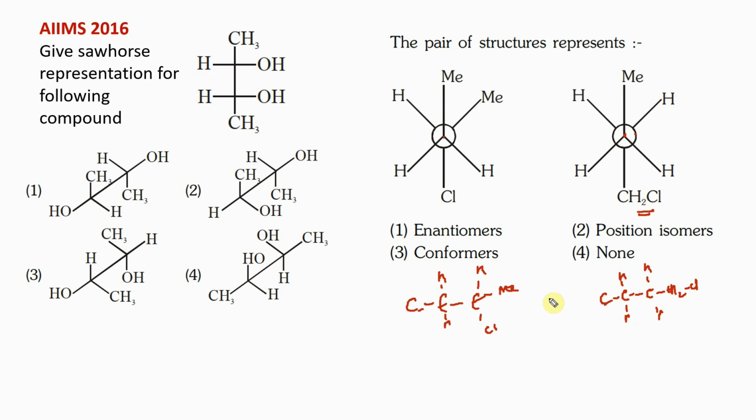Correct? So they are actually isomers. Now this is 2-chlorobutane. This is 1-chlorobutane. These are positional isomers. Alright? So enantiomer means there should be a mirror image. Conformers are the same compound. Now none, if an extra carbon is given here, it could be none.